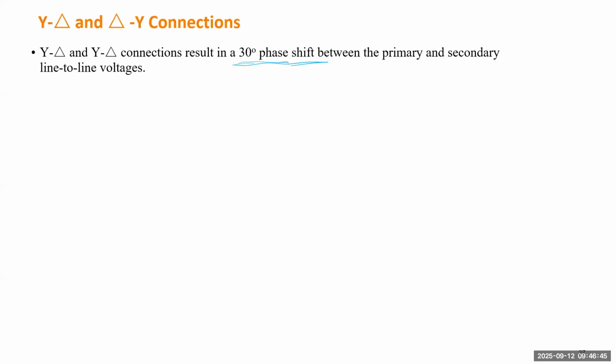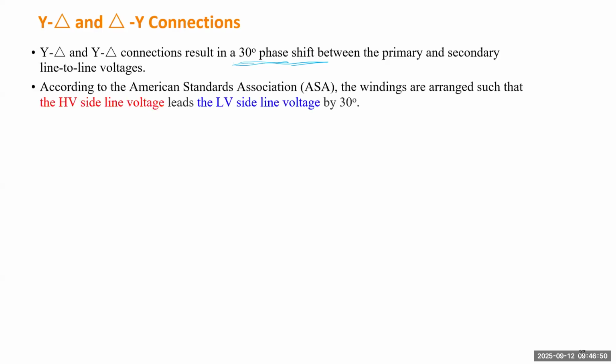This is very different from the single phase transformer. According to ASA, the American Standards Association, the windings are arranged such that the high voltage line voltage leads the low voltage line voltage by 30 degrees. Okay.